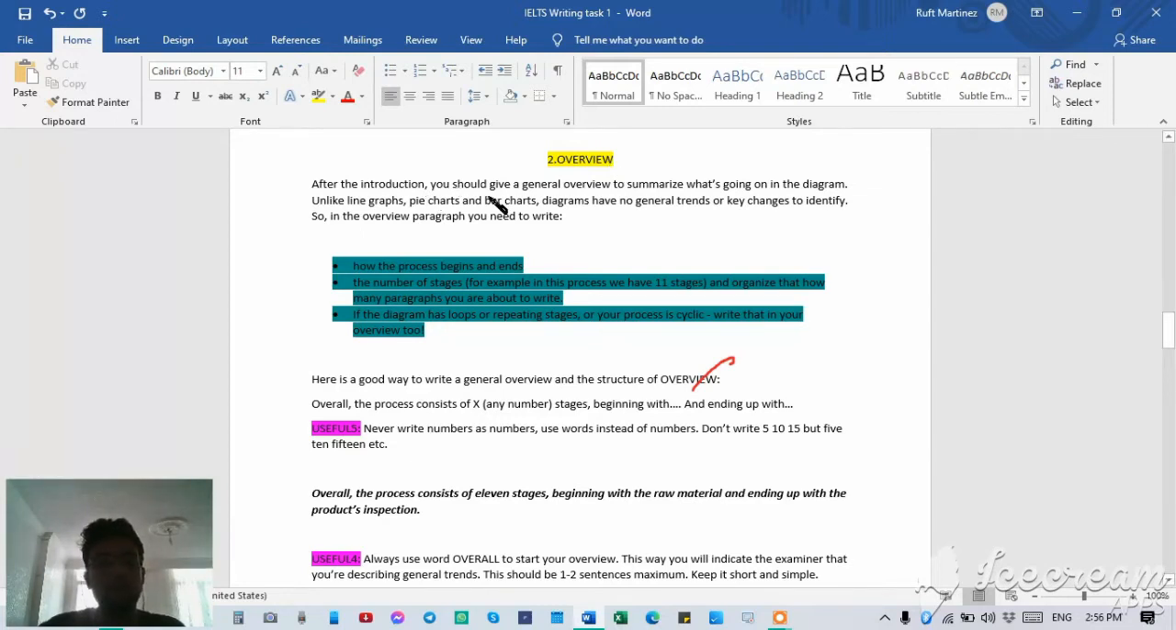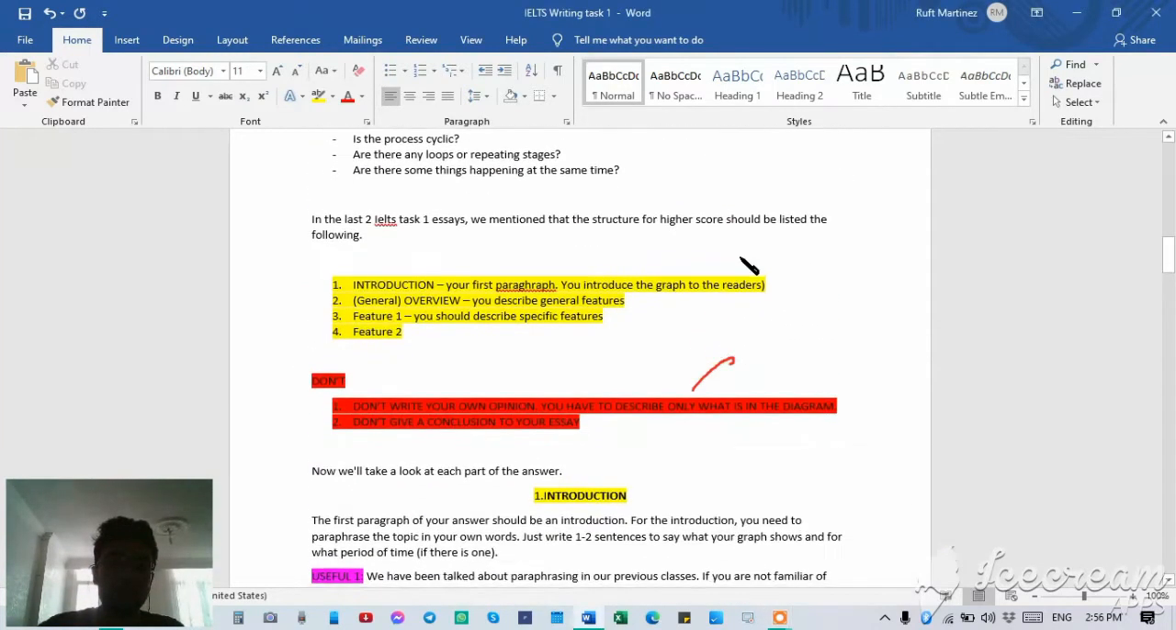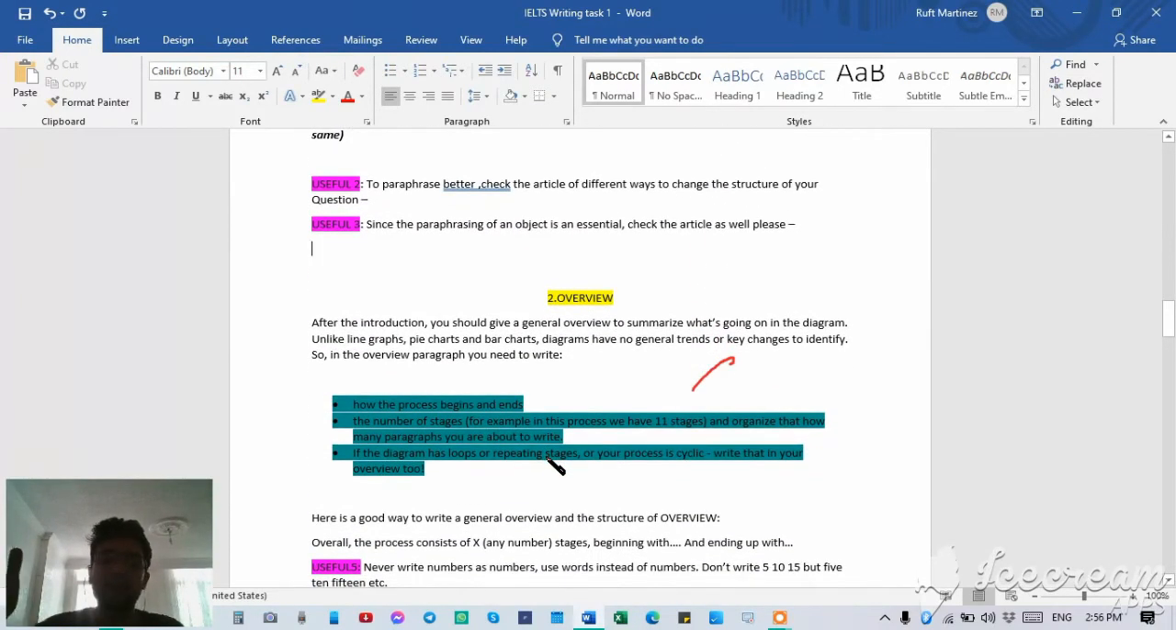After the introduction, you should give a general overview to summarize what's going on in the diagram. Unlike line graphs, pie charts, and bar charts, diagrams have no general trends. Just like I said before, it doesn't have percentages, years, or other general trends or key changes to identify. The stages of the process actually belong to features. The overview is what generally this diagram talks about.